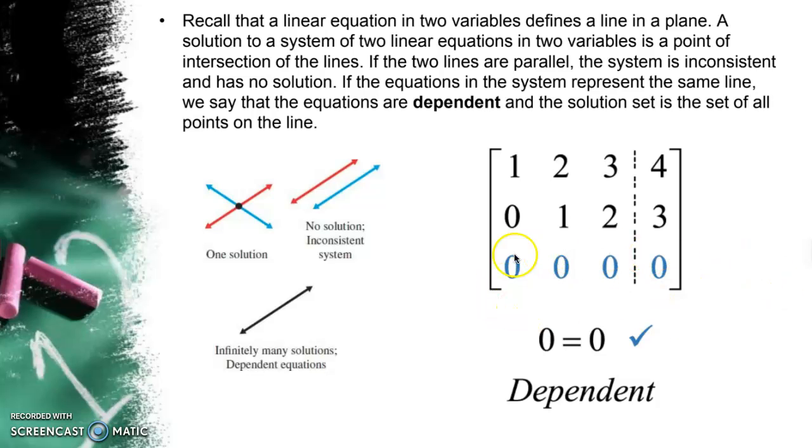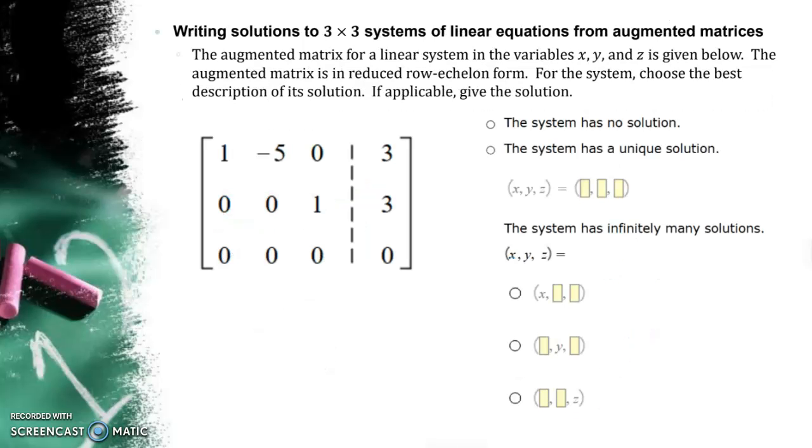So here, when we do reduced row echelon form, we end up getting 0 equals 0 on the bottom, which is true. And that means that one of these equations was the same as another one. So we're going to have infinitely many solutions, dependent equations. Now let's look at some examples.